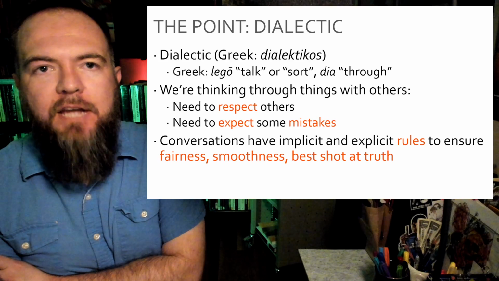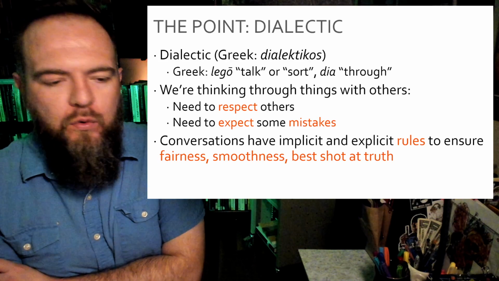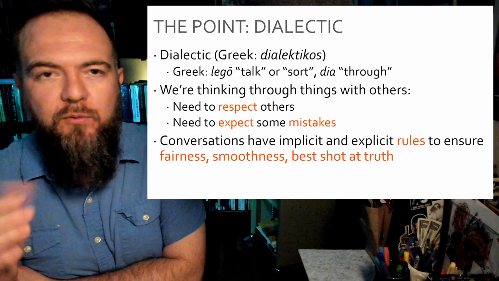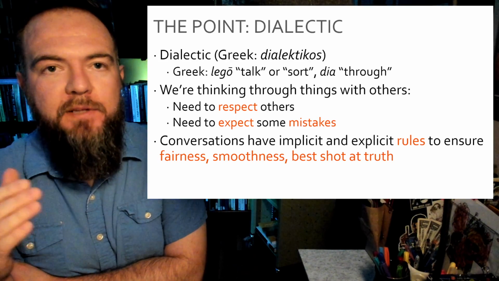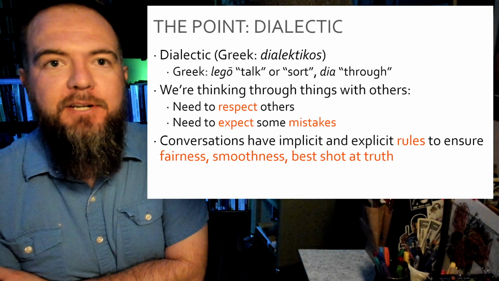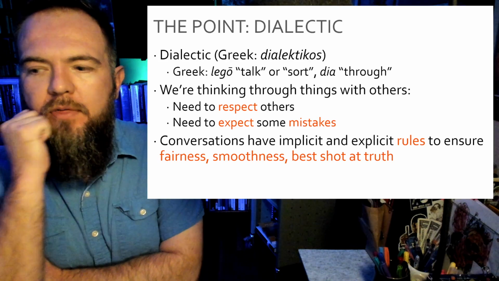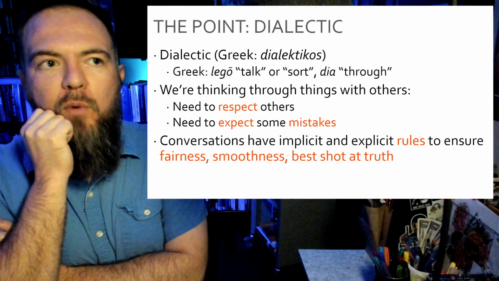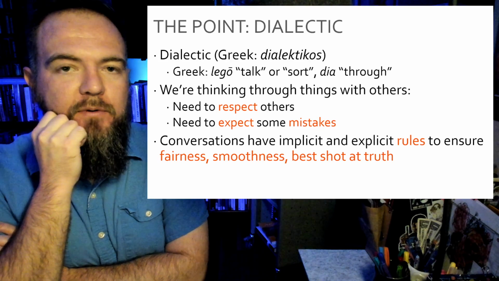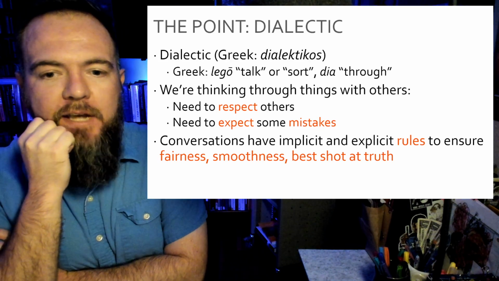Conversations very often have rules, whether implicit, where we don't say them, we just kind of assume them, or explicit, where we set them out. A debate competition or court are really good examples of explicit rules. Because whenever we're talking, what we're trying to do is be as fair as possible. We're trying to create a smooth conversation.